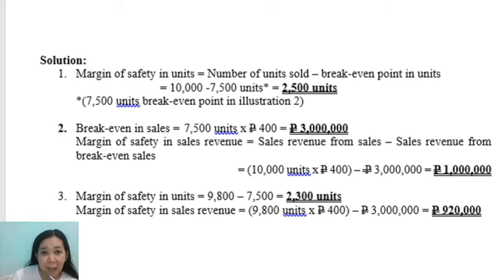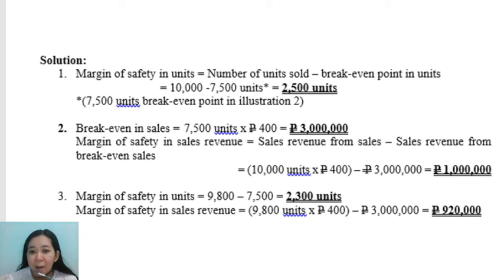Okay, for the second requirement, break-even in sales. We will use again the data provided. That's 7,500 times our selling price, so our break-even in sales revenue is 3 million. Here, margin of safety in terms of sales revenue is the sales revenue from the actual sales minus the sales revenue from break-even sales.